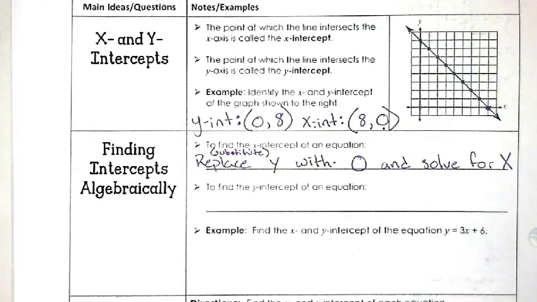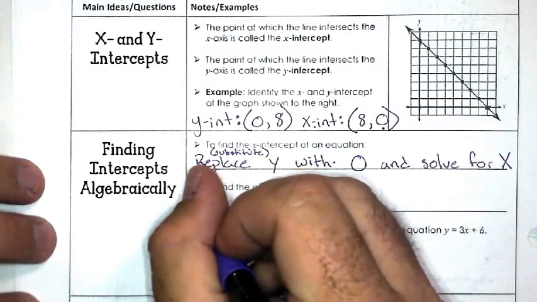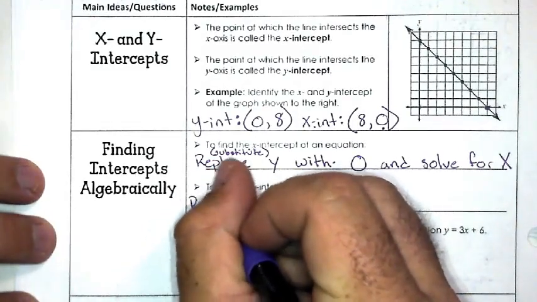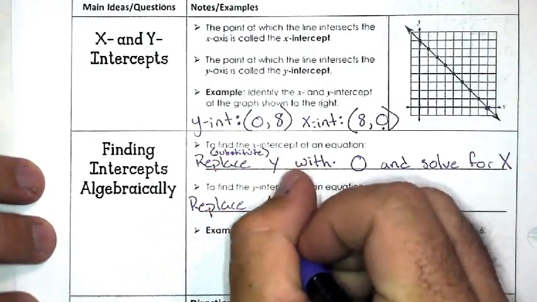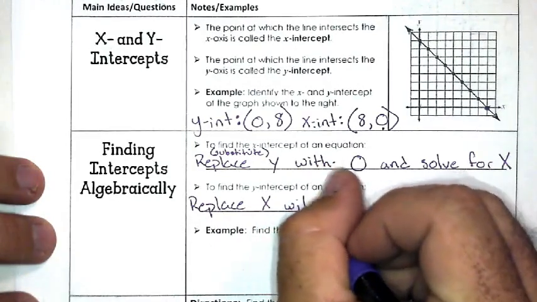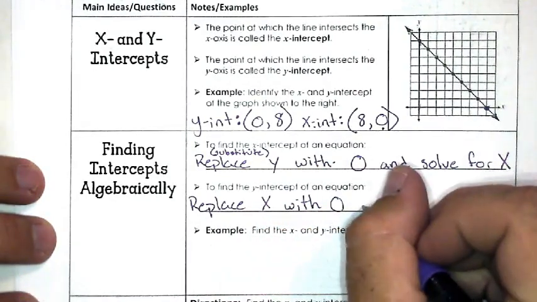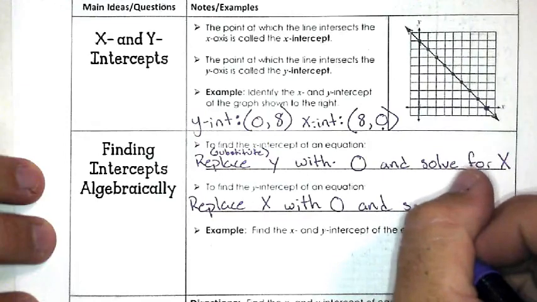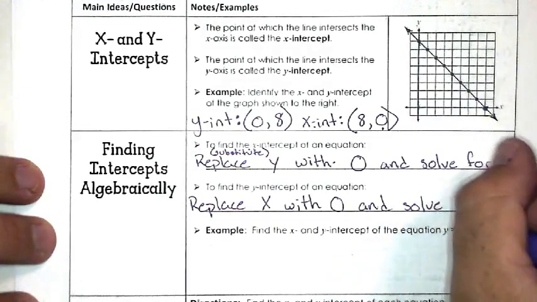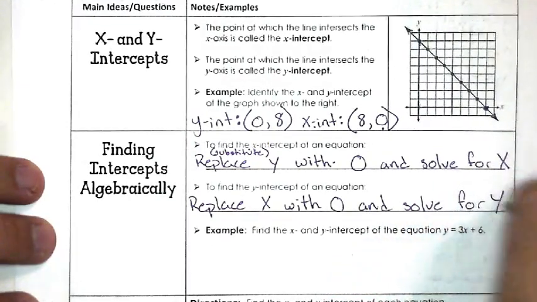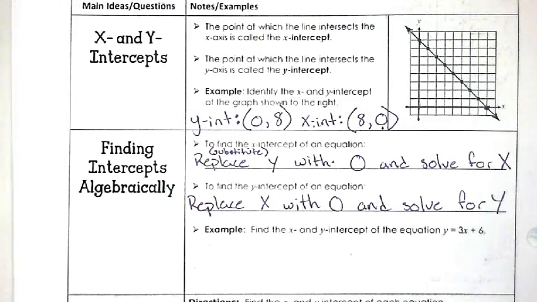Simple as that. Now to find the y-intercept, based on the rule that we just wrote, what do you think we will do here? Perfect. We will replace x with 0 and solve for y. Man, y'all are so smart.